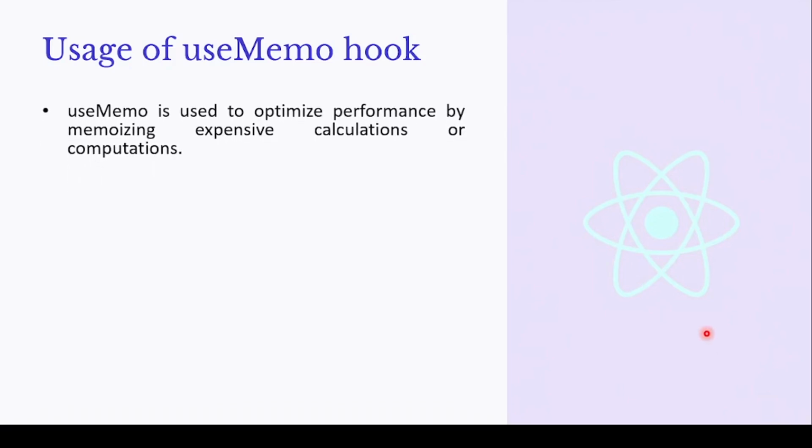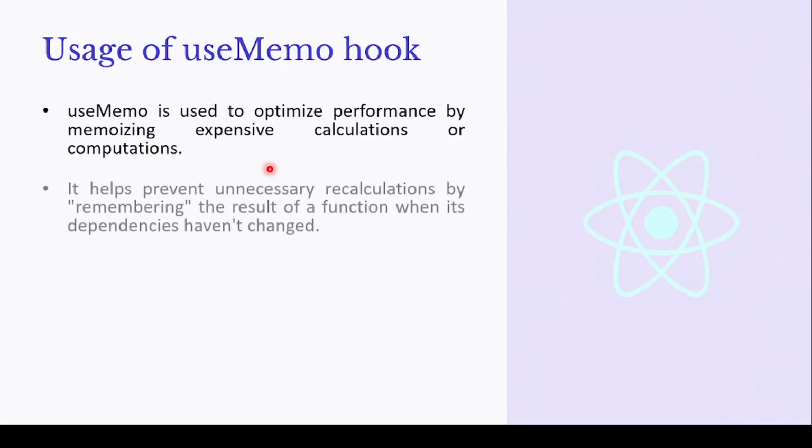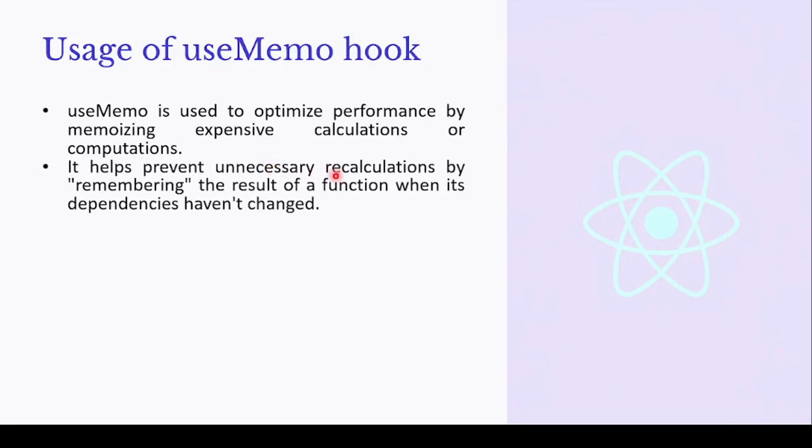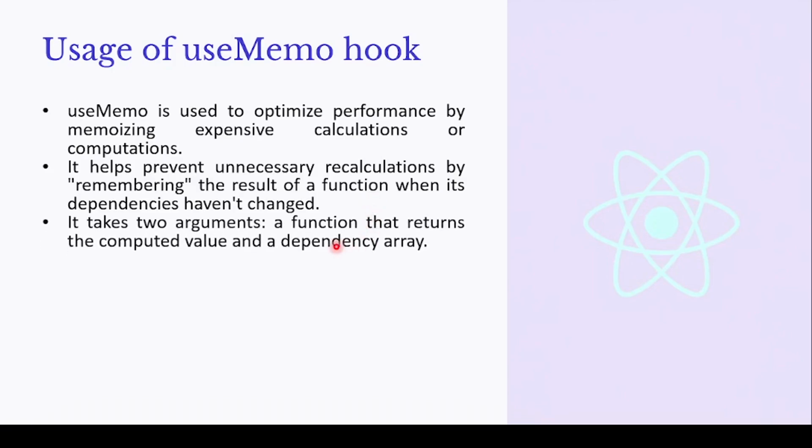The useMemo is used to optimize performance by memoizing expensive calculations or computations. It helps prevent unnecessary recalculations by remembering the result of a function when its dependencies haven't changed. It takes two arguments, a function that returns the computed value and a dependency array.